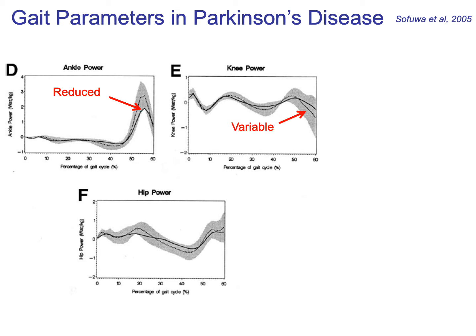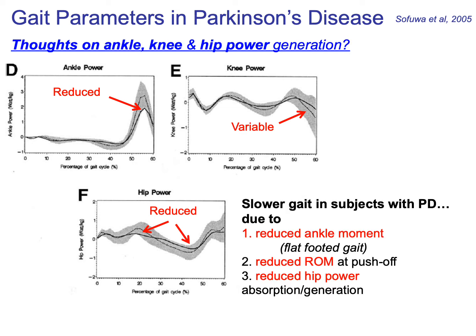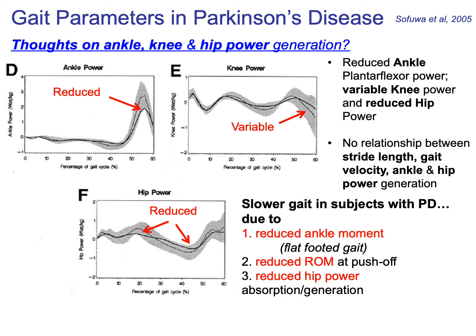That was consistent across both groups actually, so a much larger standard deviation there, but definitely a reduction in the knee power. And the hip power, you're seeing periods where this is reduced as well within that Parkinsonian group. So in terms of the power generation, we see a reduced ankle plantar flexor power and variable knee power. We also see reduced power at the hip.